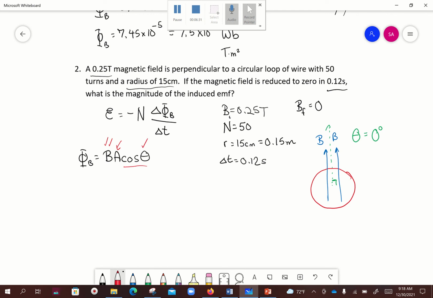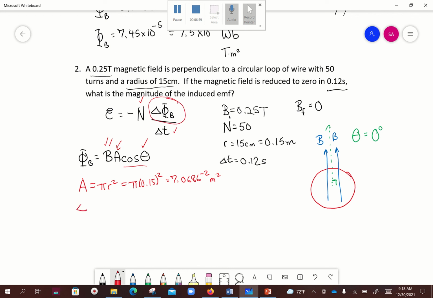All right, so let's calculate the area. Area is pi r squared. So that's pi times 0.15 squared. And I get 7.0686 times 10 to the minus 2 meters squared. Okay, so I need to get my change in flux. So I've got my delta T, I've got my N in the EMF. I need to find what's my change in flux.